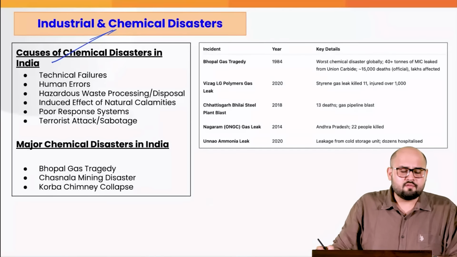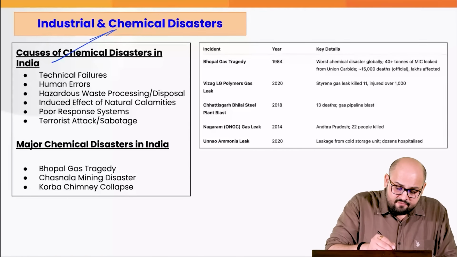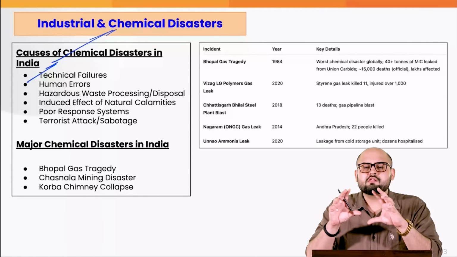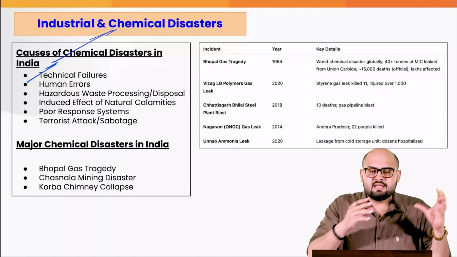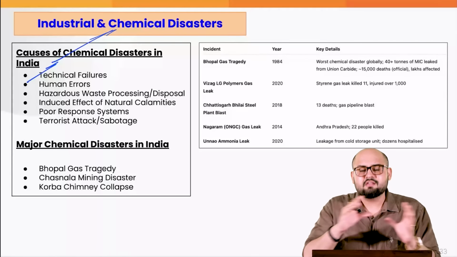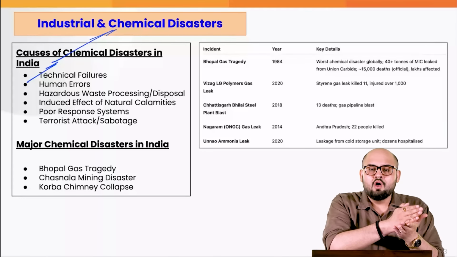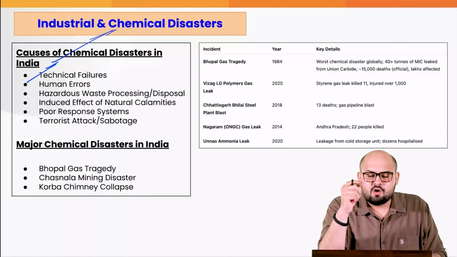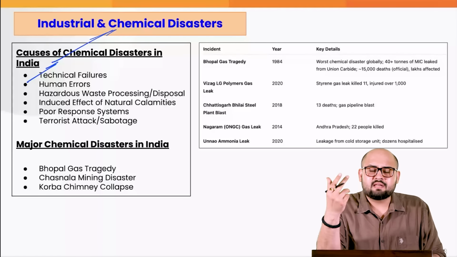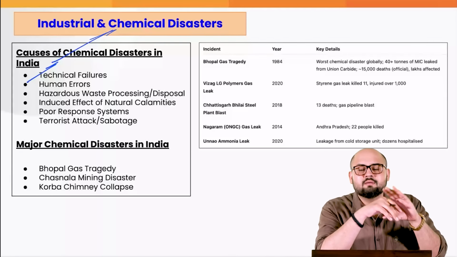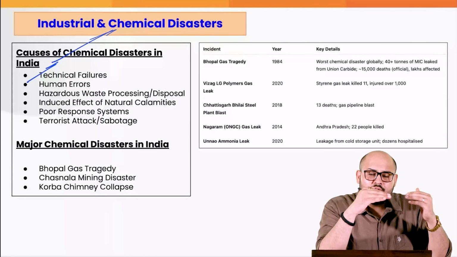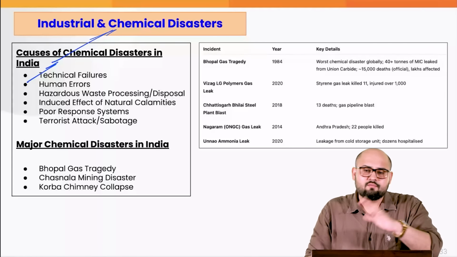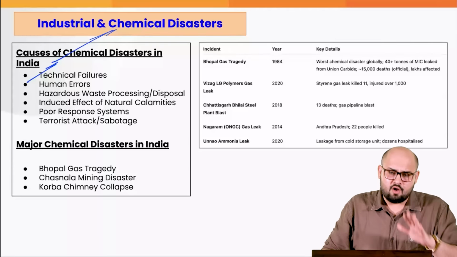What are the causes of chemical disasters in India? The very first is technical failures. See, there are certain protocols which are to be followed, right? When we talk about the industry pipelines or the supply chains, there are certain protocols or safety regulations which need to be abided by. But what we see is that these protocols are not followed, and ultimately sometimes it leads to the breakage of the machinery, or there is overpressure in the boilers, and ultimately it leads to the blast. And ultimately what we see is the loss of life and the loss of property.